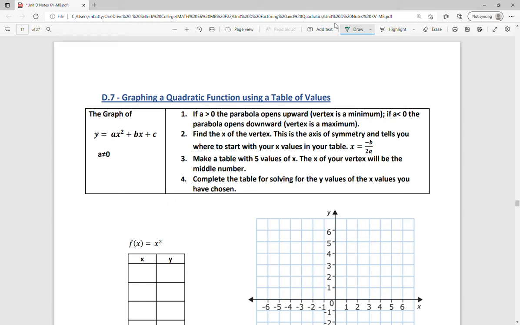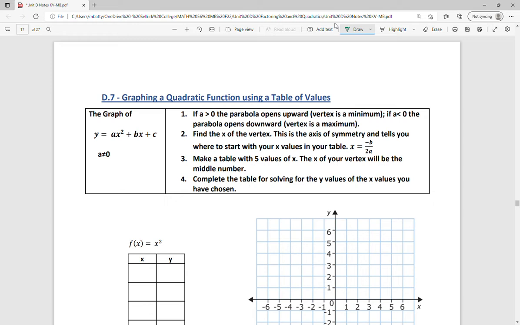So time to put these things on the graph. We are going to learn some strategies in graphing quadratic functions, and we're only going to use one strategy. There are others in math, but we're going to use the table of values. Now, we used table of values when we were graphing linear equations, and they do take a little bit of work, but this is going to be our strategy.